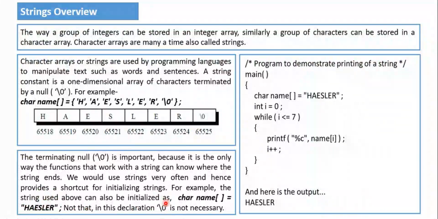You can see the program to demonstrate the printing of a string. We have a char array and these characters are written in double quotes. So int i equal to 0, while i is less than or equal to 7, we print the elements of this character array one by one. And here is the output. It's nothing new. Everything is similar to a one-dimensional array. The difference is that here the array is of characters.